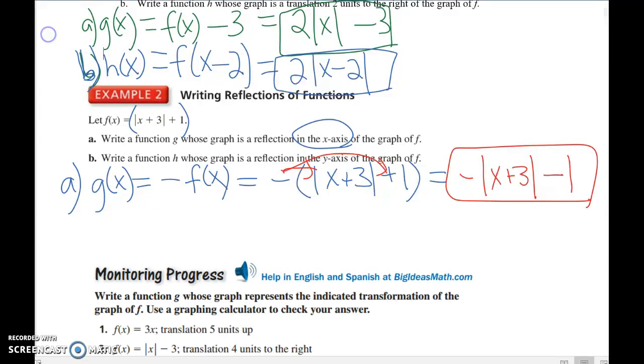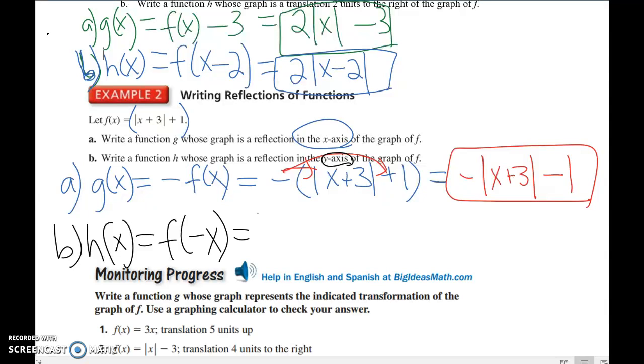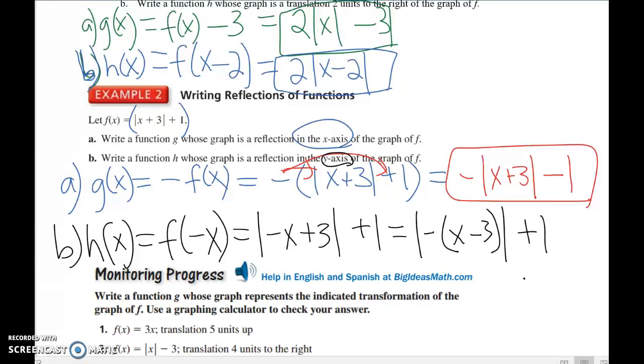And then for part B, I want to write a function that's reflecting in the y-axis. So that's f of negative x. And I'm going to write that as absolute value of (negative x plus 3) plus 1. We don't really like this negative x to be there. So if we take out the negative x and say negative (x minus 3) plus 1, this negative, since it's in absolute values, goes away, and we'll have absolute value of (x minus 3) plus 1 as our final equation.